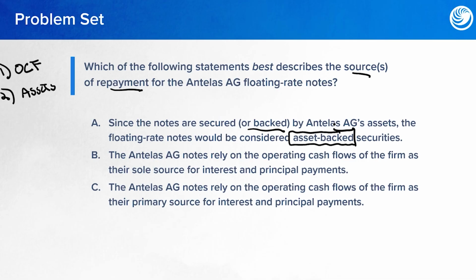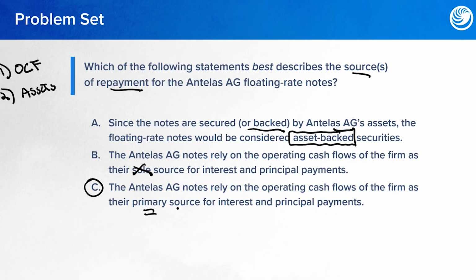Asset-backed securities, set aside, again, could be credit card receivables, it could be accounts receivable, sometimes the specific assets could be inventory, or it could be PP&E pledged as collateral. Okay. The notes rely on the operating cash flow, not as their sole source. That's their primary source of repayment. But in the event there's not enough operating cash flow to service this debt as it becomes due, then they have a legal claim on the assets. That's the secondary source, okay?